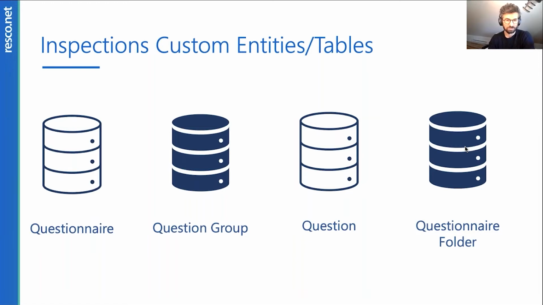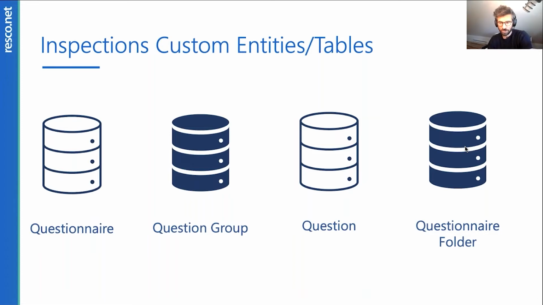So first of all, that means there's going to be some changes in your data structure or database structure. The inspections is based or backed by 4 Resco custom entities or tables, if you will, or if you use Dataverse. And these really capture all the functionality defined in inspections. So it's the questionnaire, question group, question, and questionnaire folder.